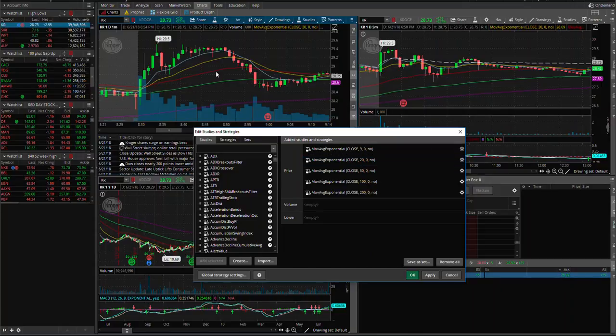My red line, that is 50. The green line, that is 100. The purple line, that is 200.